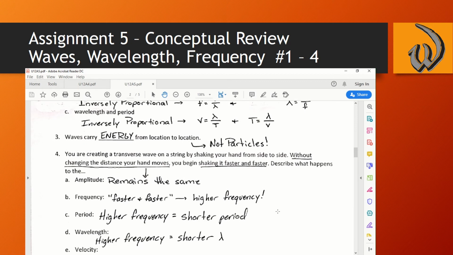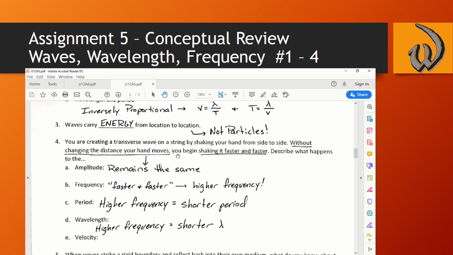And then number 4. Number 4, you've got without moving, changing the distance your hand moves. If your hand moves up and down the same distance, or left, right, same distance, your amplitude is going to remain the same. That was a description of amplitude.